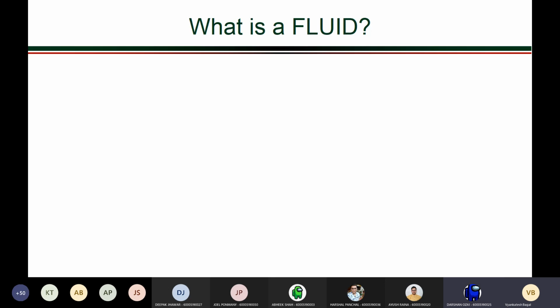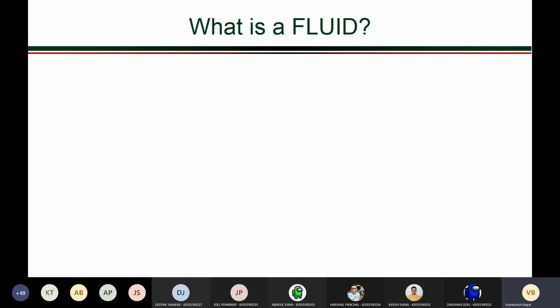Which continuously deforms. Very good. Matter that can flow. That continuously deforms by applying the stress. Name yourself. The guy who is saying continuously deformed. Darshan. Darshan, surname? Oza. Darshan Oza. I can say that Darshan has already started reading book on fluid mechanics. I appreciate. Thank you. Okay.